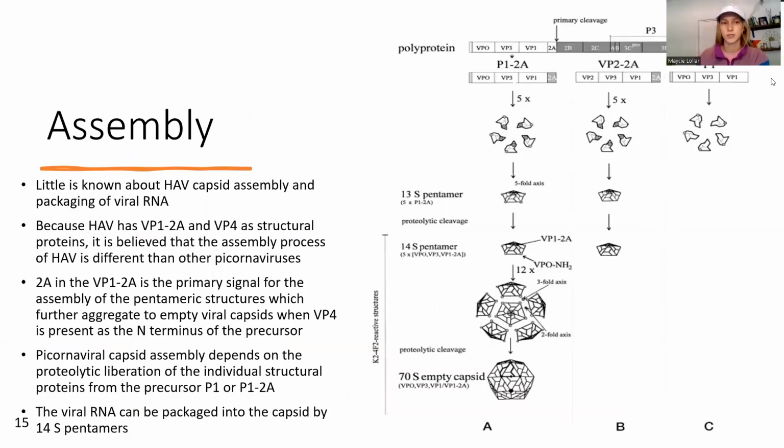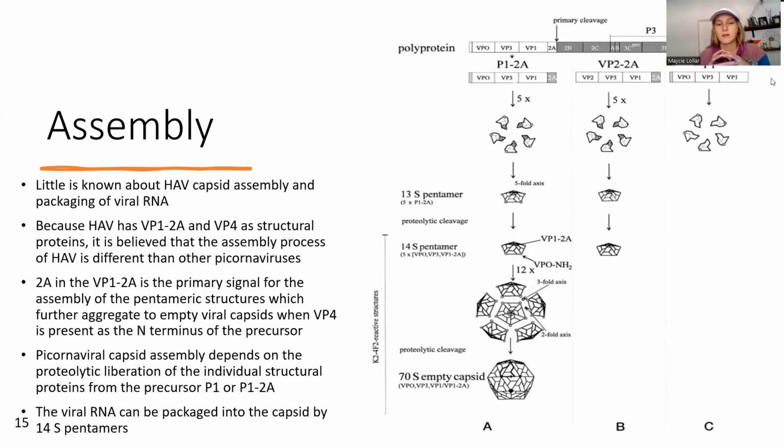So next we have assembly. And little is known about the HAV capsid assembly and the packaging of the viral RNA into the capsid. But because HAV has VP1-2A and VP4 as structural proteins, it is believed that the assembly process of HAV is different from other picornaviruses. So the 2A in the VP1-2A is the primary signal for the assembly of the pentameric structures, which further aggregate to form the empty viral capsids.